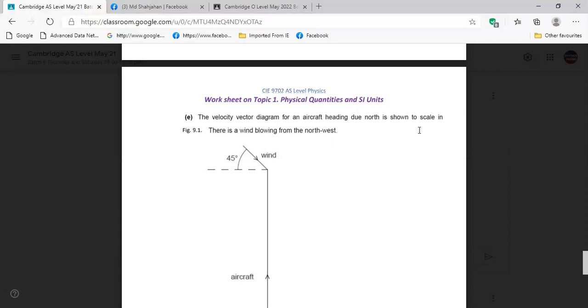The velocity vector diagram for an aircraft heading due north is shown to scale in figure 9.1. There is a wind blowing from the northwest. So wind blowing from the northwest.